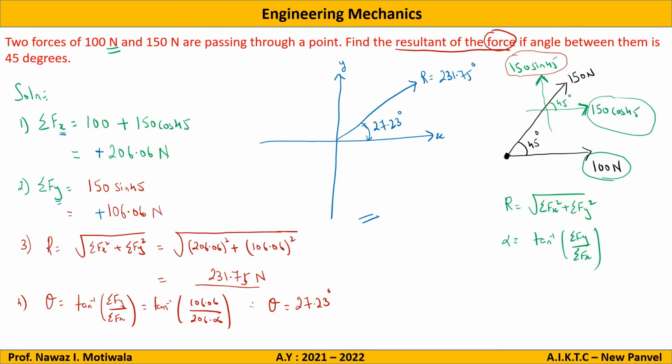Did you understand how to make everything? 231.75 Newton, sorry, I have written degrees. Correct, thank you for that. It should be Newtons. I have written degrees. Anyone have any doubt? No, sir.